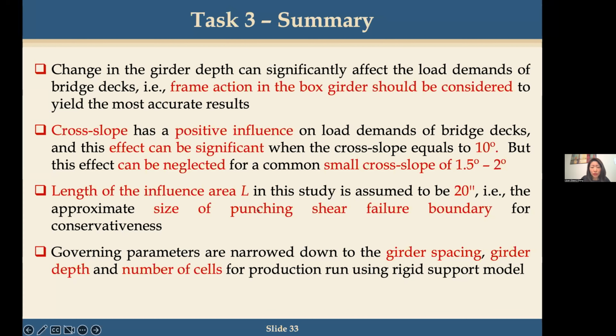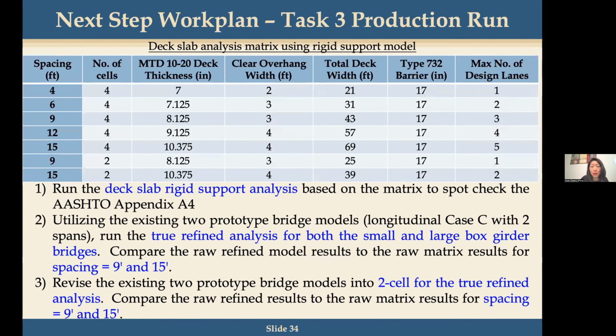And then the length of the influence area is also something we looked at in this study. We were able to narrow it down to 20 feet for the influence area, and this is also the approximate size of the punching shear failure boundary for the conservative design. And then in the end, we also narrowed the parameters to the girder spacing, the depth of the girder, and the number of cells for the production run using the verified rigid support model. So this is the matrix for our next step production run, which is still undergoing right now.